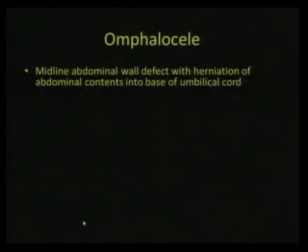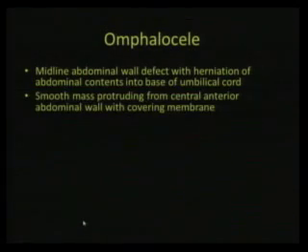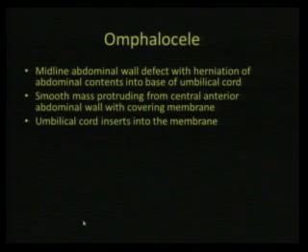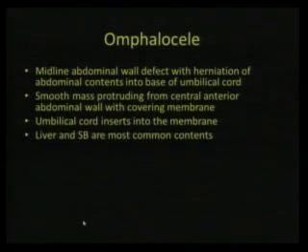For omphalocele, basically that's a midline abdominal wall defect with herniation of abdominal contents into the base of the umbilical cord. And again, remember, the timing of this is huge. This is after 12 weeks, when you would make this diagnosis. There'll be a smooth mass protruding from the central anterior abdominal wall. There'll actually be a covering membrane, which you can sometimes see. The umbilical cord inserts into the membrane itself, and the most common contents are going to be liver and small bowel.